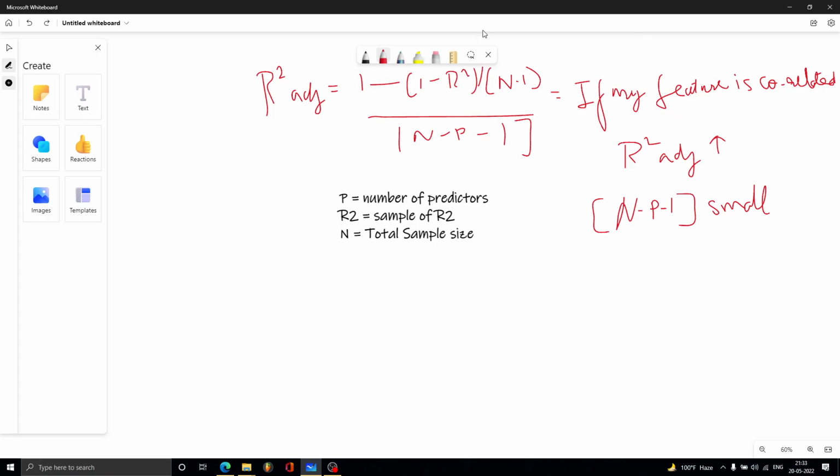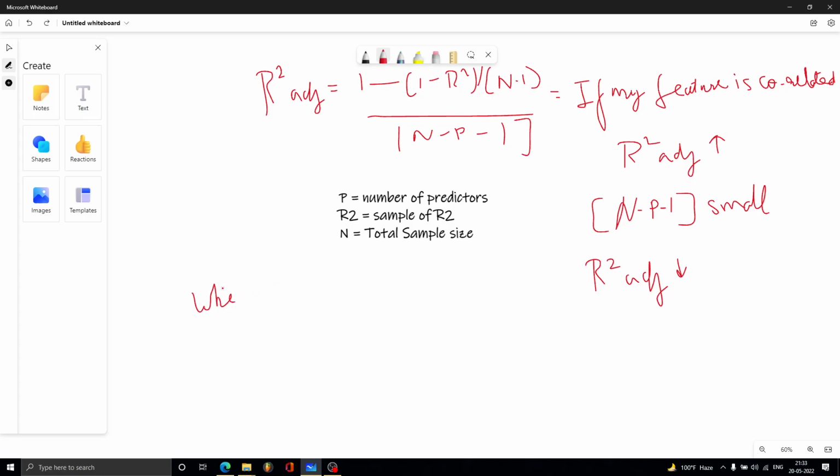If it is not correlated, our R square adjusted starts to decrease. The same thing that I told you above will start to reverse itself, because our R square will not increase in a higher way, and that's why we will be getting R square adjusted in a decreasing way. So that's why we use R square adjusted.